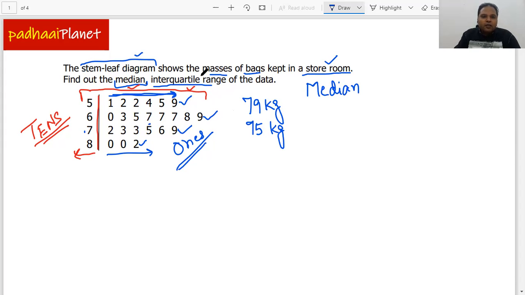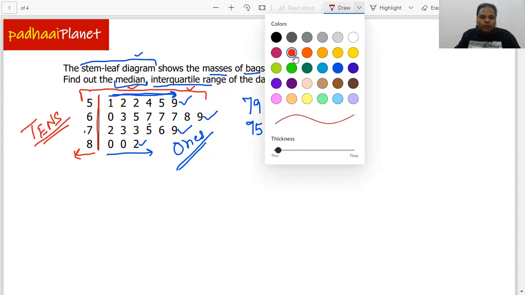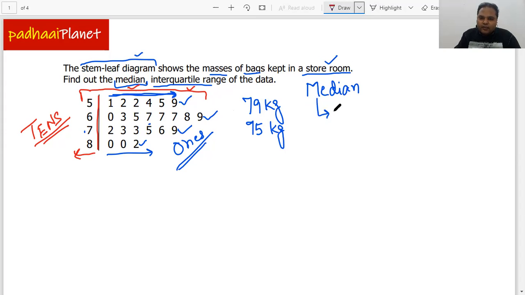Now, as we understand, the median is the middle value of the data set. After the data is put into order, we need to find the middle value, and that's the median of any data set. So it's very, very simple.